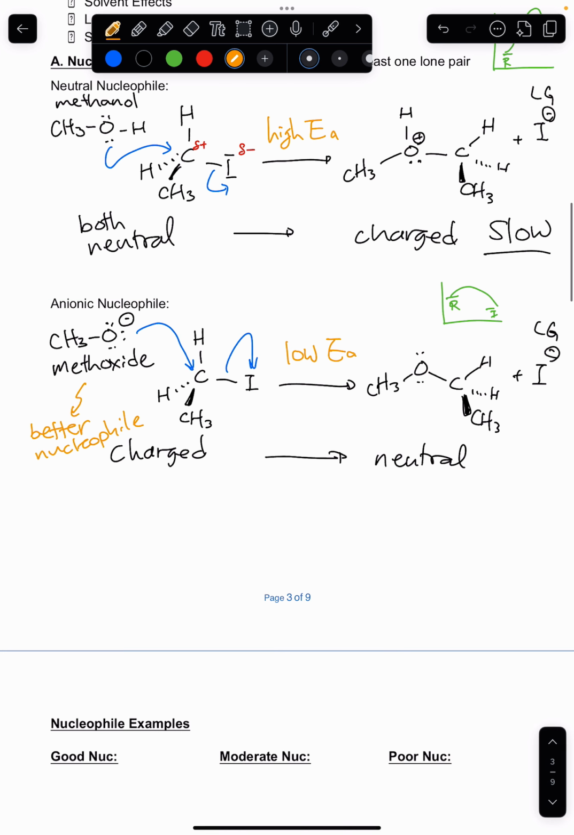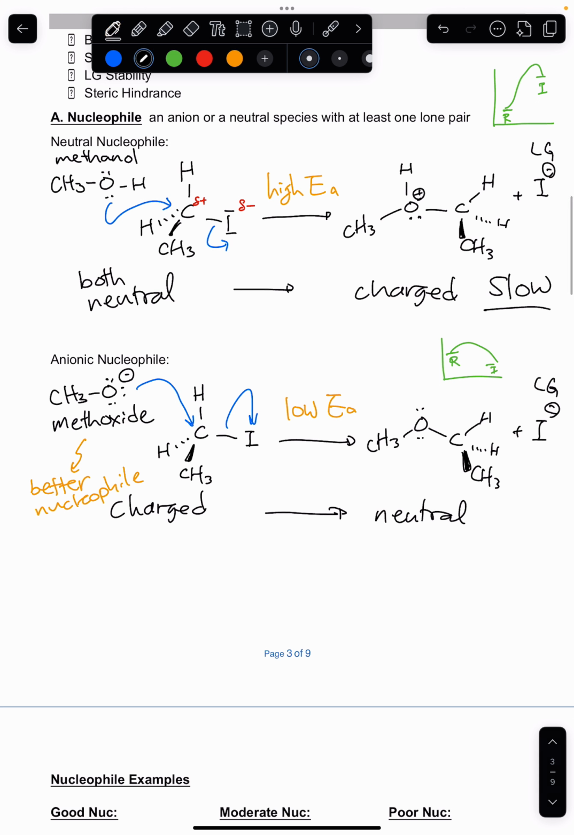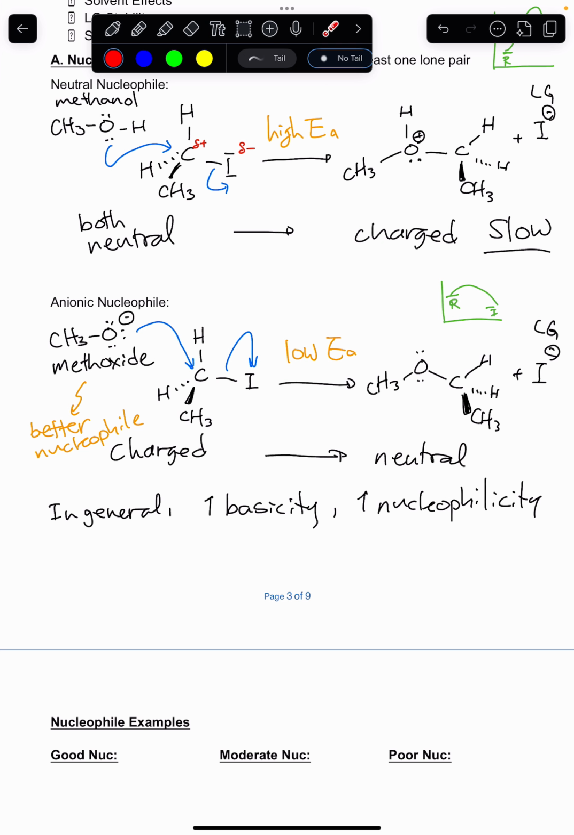Okay, so what this example shows you is that, in general, the higher the basicity, like more negatively charged, usually the higher the nucleophilicity. Between methoxide and methanol, methoxide is of course more basic because this negatively charged methoxide would be more likely to pick up a positively charged proton than neutral methanol.